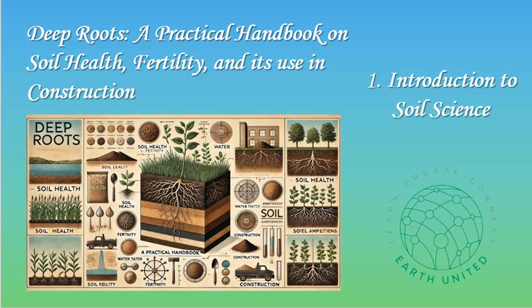Okay, so we've got layers, texture, structure, composition. Right. Is there anything else we need to know before we start planting? Oh, yeah, one more crucial thing. pH. Oh, right, pH. Section 1.3 is all about soil, pH, and nutrient availability. It's about getting the chemistry right for your plants.